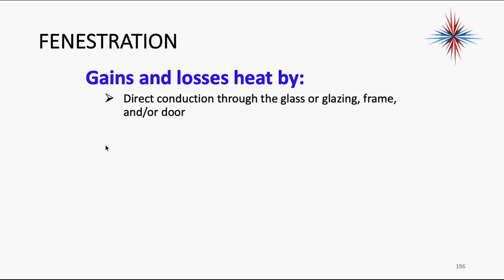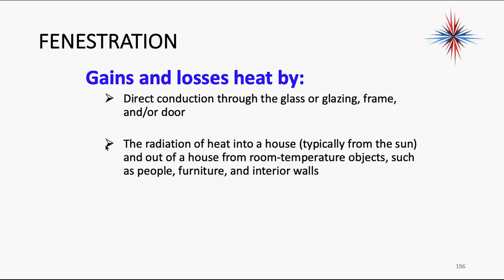Okay, gains and losses in fenestration are direct conduction through the glass or the frame, and or the door. The frame, if it's a metal frame, remember I showed you that cross-section of the frame yesterday, which was sort of a plastic or vinyl frame. If it's not a plastic or vinyl frame, that metal frame has tremendous heat loss. Gains can also be by radiation of heat into a house, typically from the sun, and out of a house from room temperature objects such as people, furniture, or interior walls. So we radiate heat in two directions, but the primary one when you come in is by the sun.